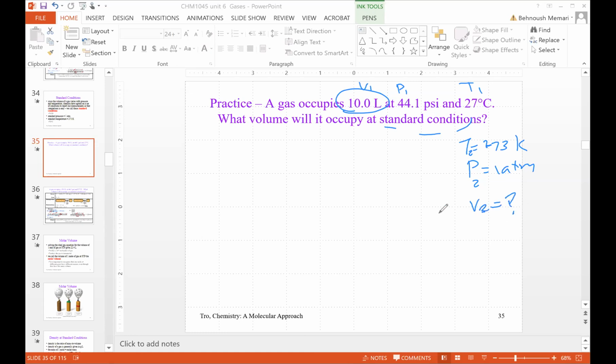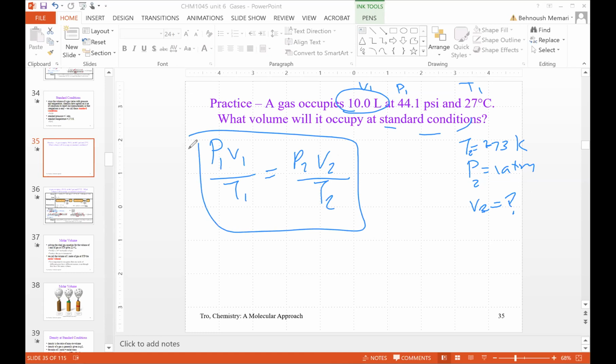So if more than one item is changing, you cannot use Boyle's law, Avogadro's law, or Charles' law. Now you have to combine them. P1 V1 over T1 equals P2 V2 over T2. This is known as the combined gas law. For the combined gas law, you can change more than one item.